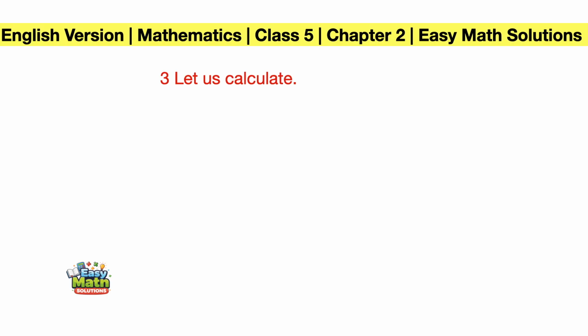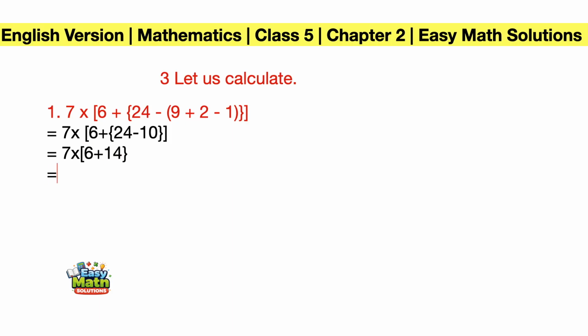Number 3. Let us calculate. Number 1. 7 into 6 plus 24 minus 10. Answer: 7 into 6 plus 24 minus 10, 7 into 6 plus 15, 7 into 20 equal to 140.